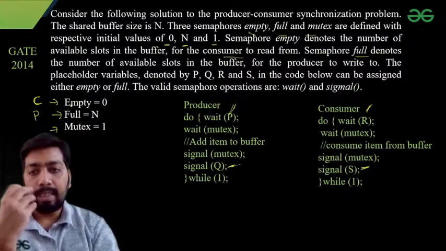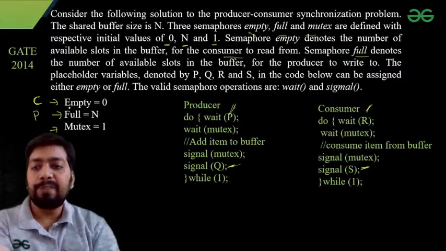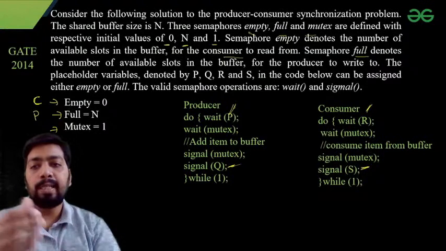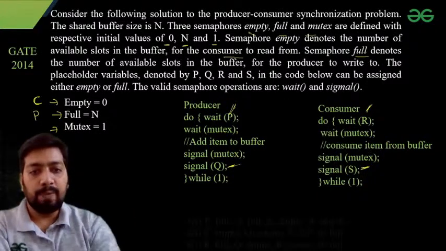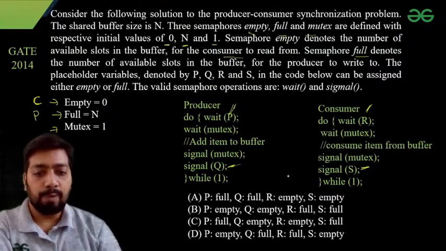And empty is presenting the information of how many items the consumer can consume right now. That means how many buffers are already filled. Fine. So let's see what the options are. Options are full, full, empty, empty.